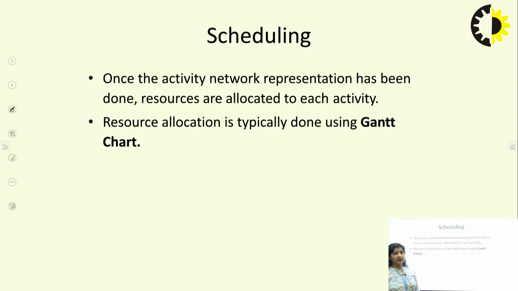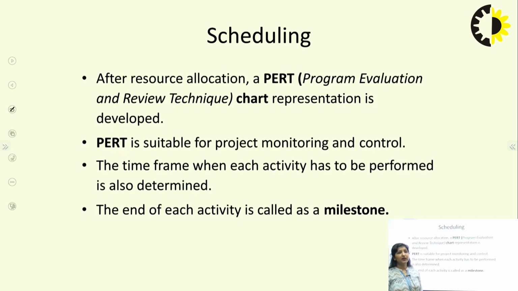Now once the activity network representation has been done, the resources are allocated to each of the activities, and the resource allocation is typically done with the help of Gantt charts. Gantt charts have been discussed in the earlier slides as well. Now after resource allocation, PERT is used. What is PERT? PERT is program evaluation and review technique, and here the chart representation is done. PERT is suitable for project monitoring and control, and the time frame in which each activity is performed is also determined. At the end of each activity, we call it a milestone.